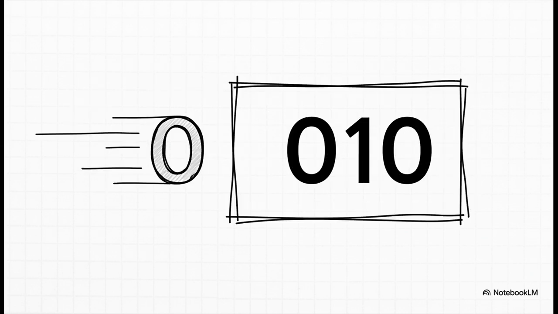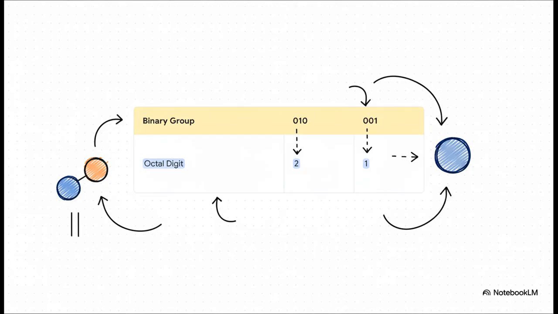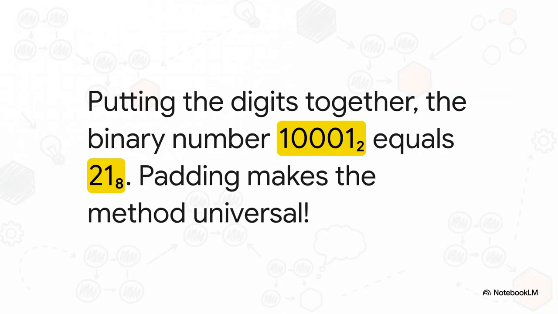So what do we do? The solution is so simple, it's kind of brilliant. We just stick some zeros on the front of that leftover group until it's 3 digits long. It's called padding. And since they're leading zeros, it doesn't change the value at all. So our 10 just becomes 010. Problem solved. And now we just convert like before. Our right group, 001, that's just 1. And our new padded group, 010, using our 421 rule, that's just a 2. Simple. So you put those 2 digits together, and there's our answer. 1001 in binary is just 21 in octal. See? That padding trick makes this method work for literally any binary number. Doesn't matter how long it is.